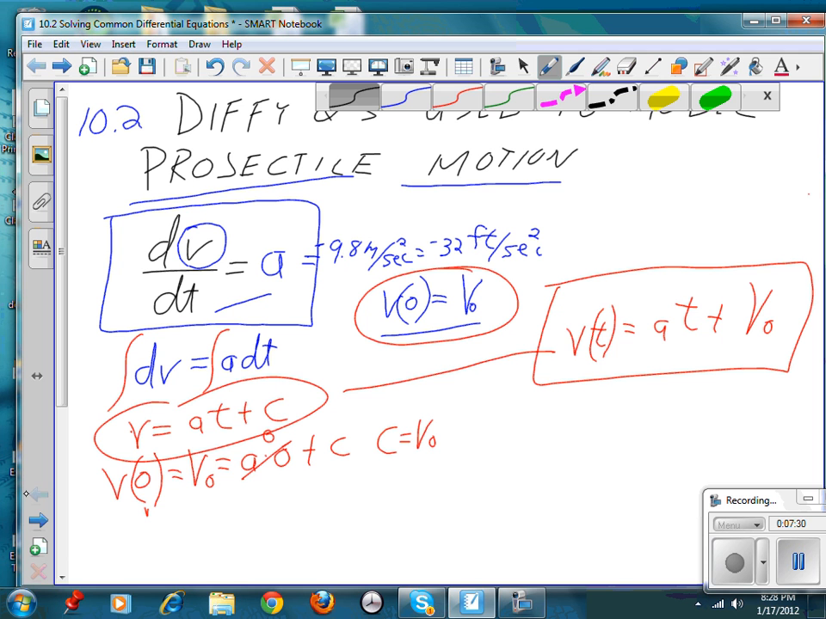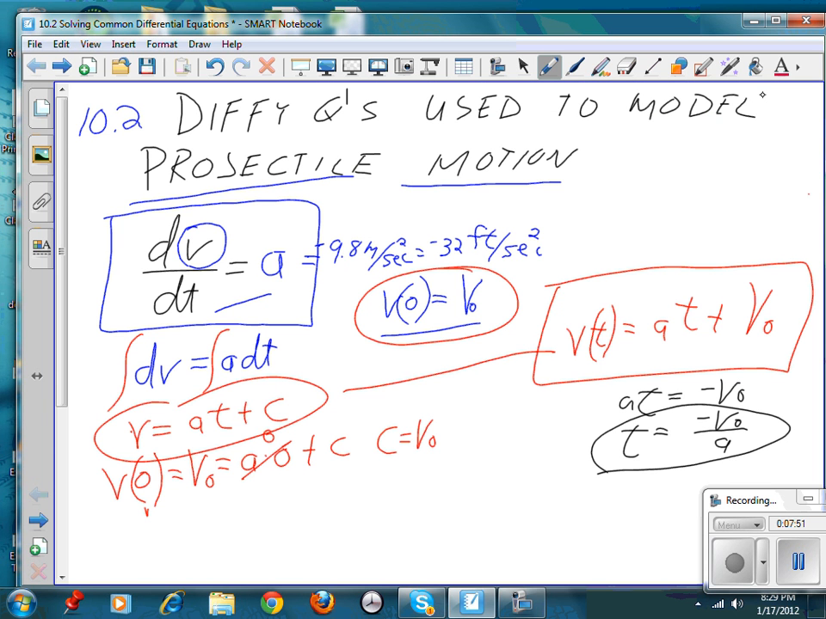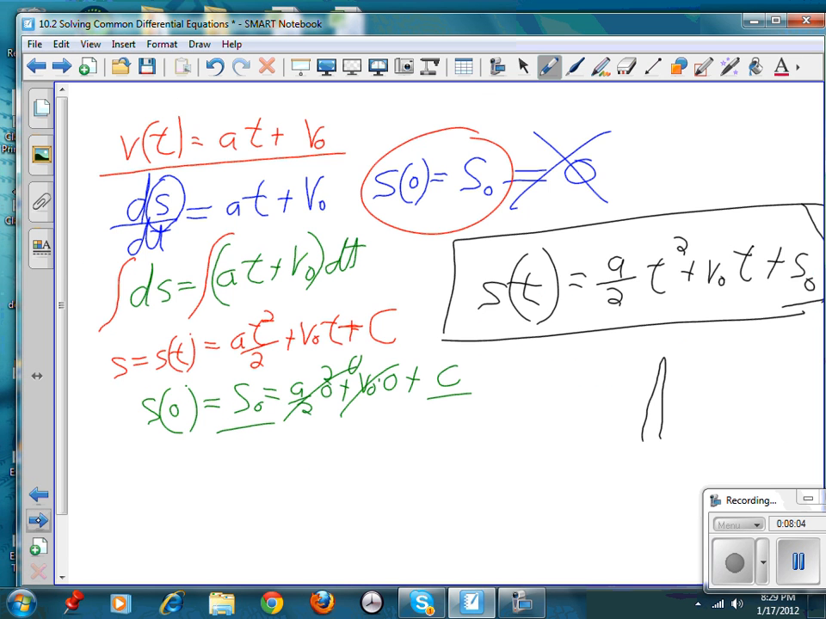That's when t would be equal to, at is equal to minus v0. T is equal to minus v0 over a. So anyway, you work problems like that. The point of this, though, is not to work physics problems. The point of this is to start with a simple model for projectile motion in a constant gravitational field, and to derive from that model all the equations necessary to solve those physics problems.